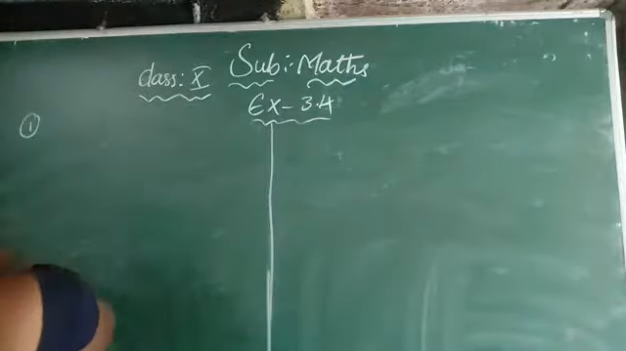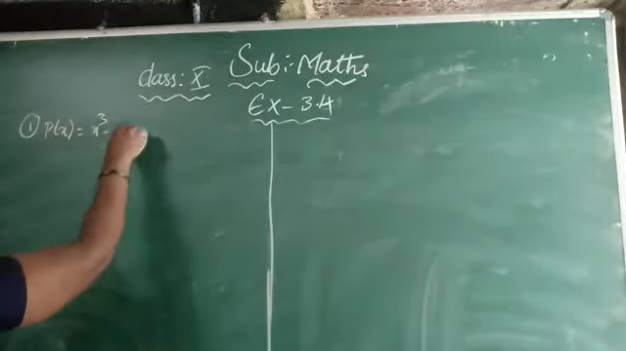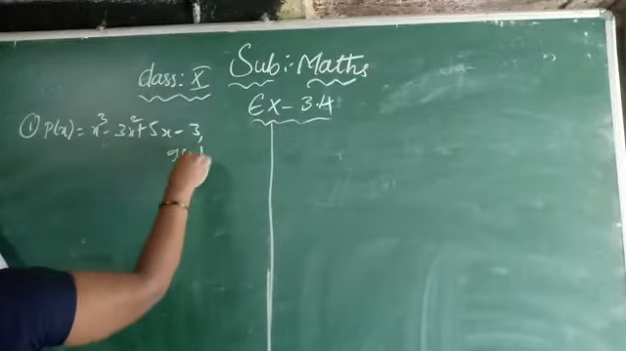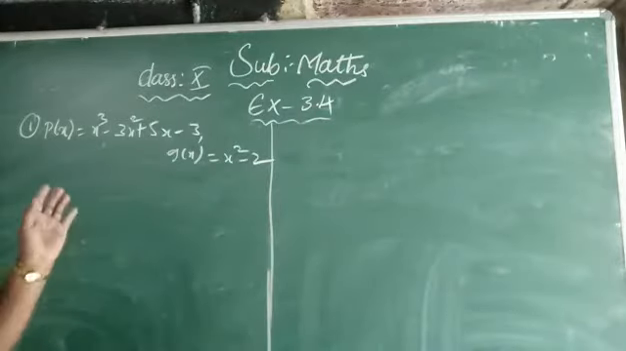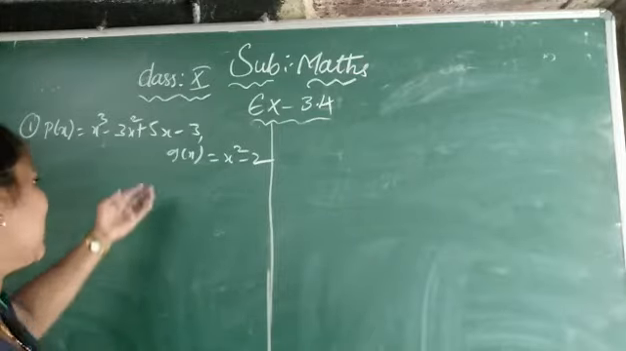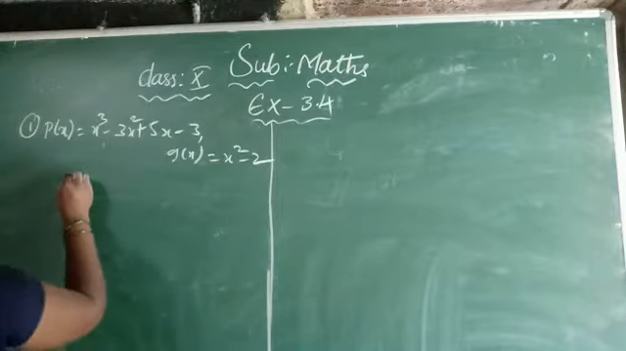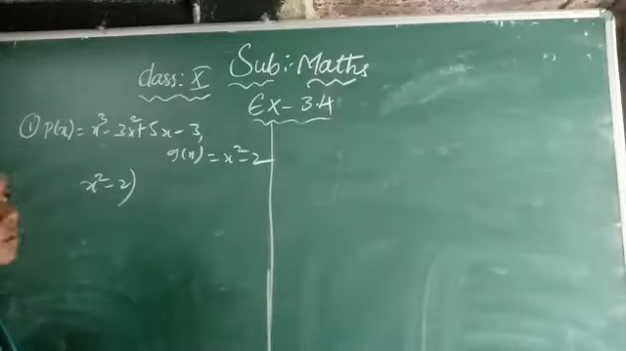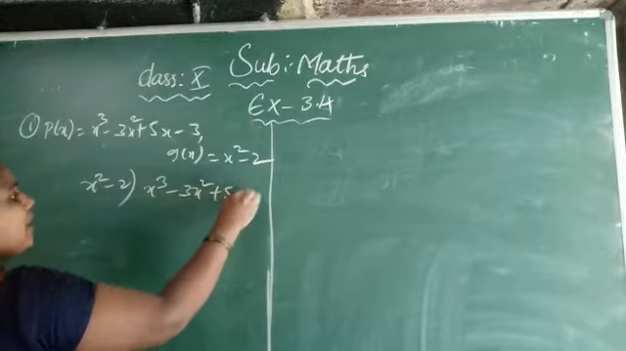So what is the first problem given here? P of x is equal to x cube minus 3x square plus 5x minus 3 and G of x is given as x square minus 2. In class we made a mistake. Instead of x square minus 2, I took x square minus 1 and we verified the division. Here we will see the exact problem, x square minus 2, so the division is x square minus 2 into x cube minus 3x square plus 5x minus 3.